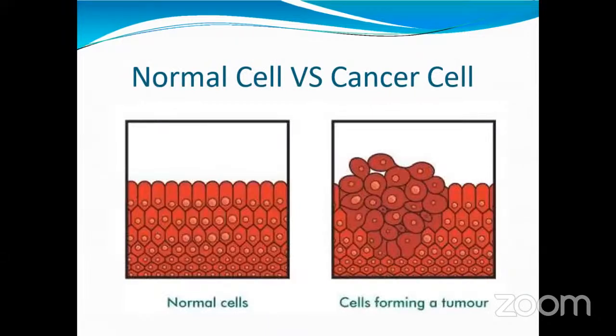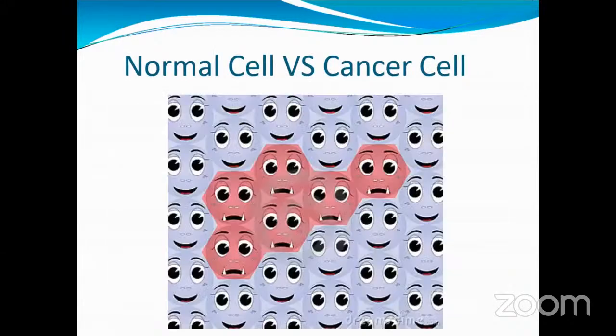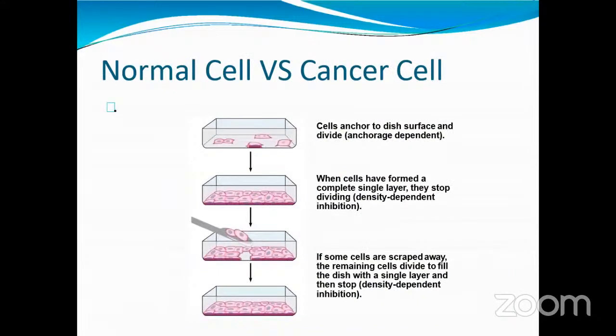Here is another type of representation. You can see the cells anchor to the dish surface and divide. That is called anchorage dependent. This is the confluency I was talking about. In the first dish, you can see only 1, 2, 3, 4, 5 cells. But in the next dish, they have formed a single layer, which means 100% confluence. I just wanted to explain that term using this image.